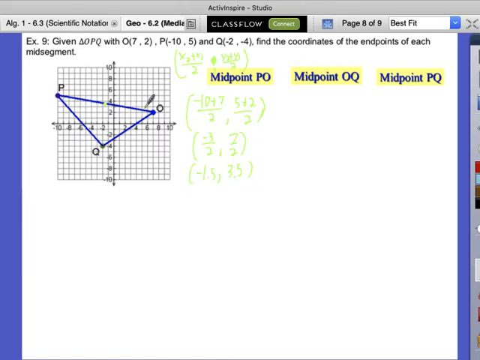The midpoint is you take your x plus x divided by 2, comma, your y plus y divided by 2. And truthfully, we don't care about the order of the x's or the order of the y's because we're adding.